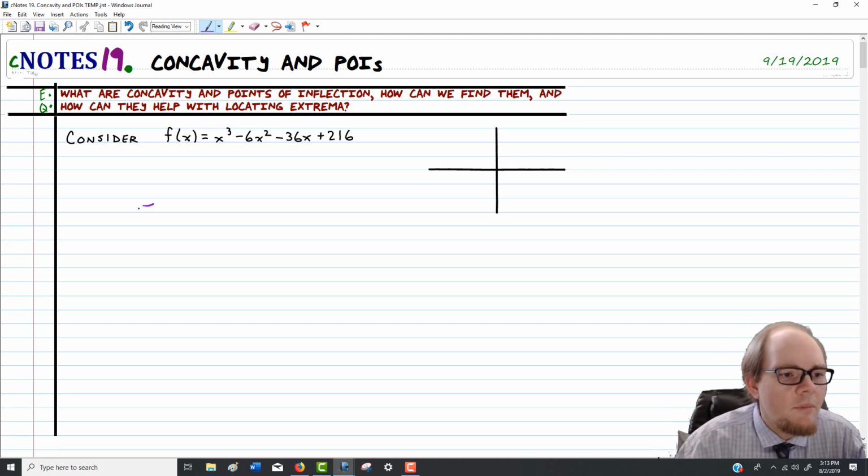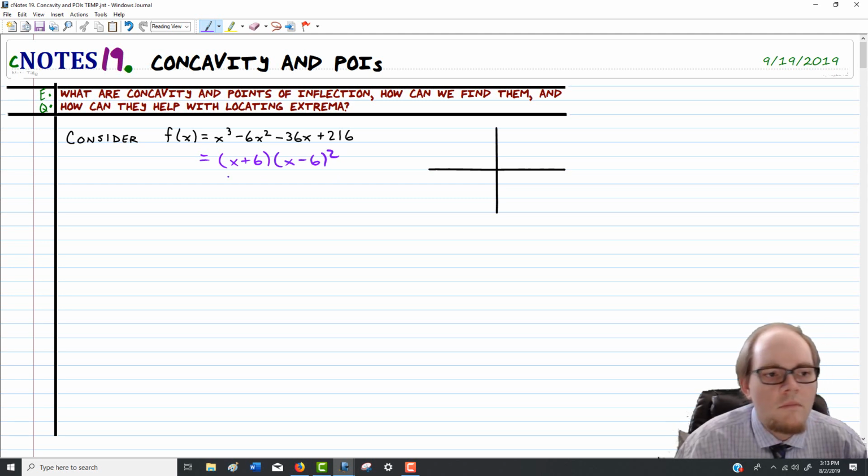So to start with, I think it would be pretty helpful if I factor this for you. I don't expect you to do this. It's not a clean, easy factor. Let me make sure I do it correctly. This factors to (x plus 6)(x minus 6) squared. So this is the same thing as f of x, just factored.